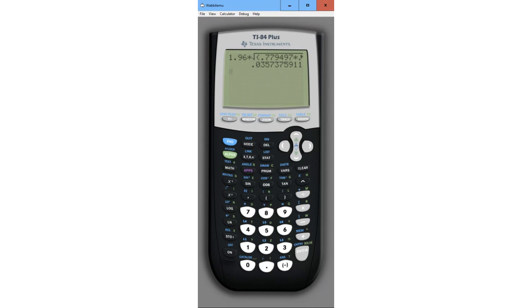All right. So that being said, the margin of error is 0.035738. Now we just go back and add it to the p-hat and subtract it from the p-hat. So 0.779497 minus 0.035738 is 0.744. And then adding those two gives you 0.815.